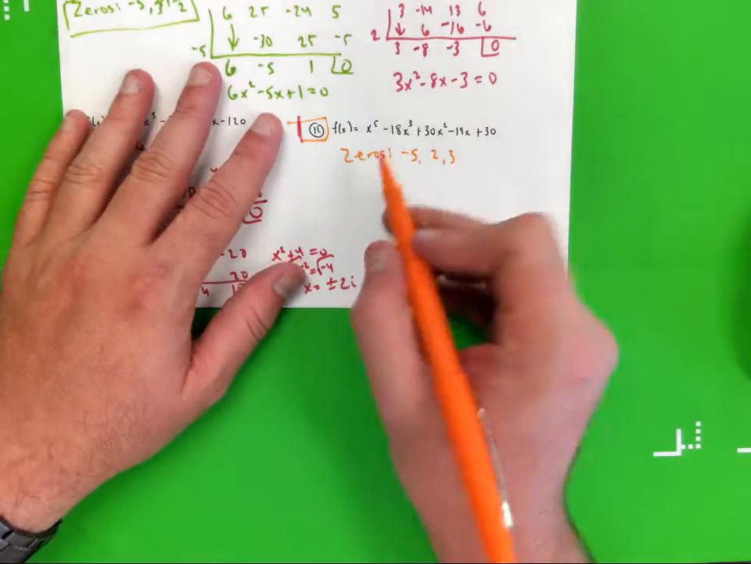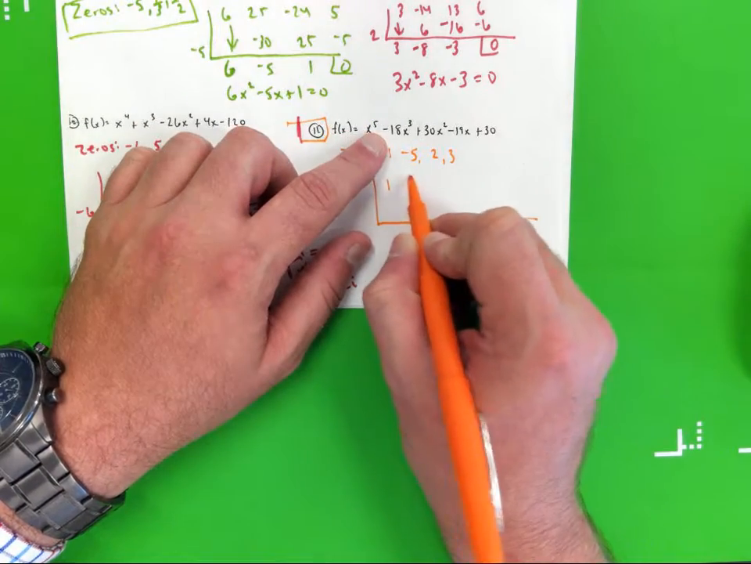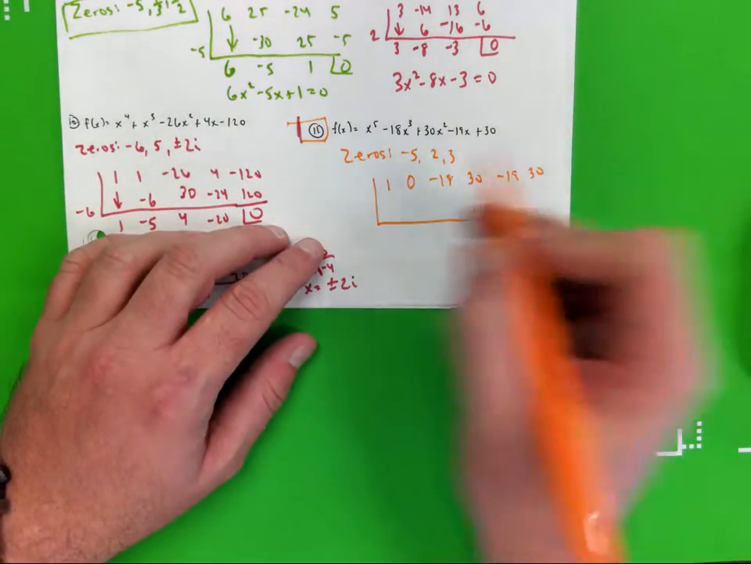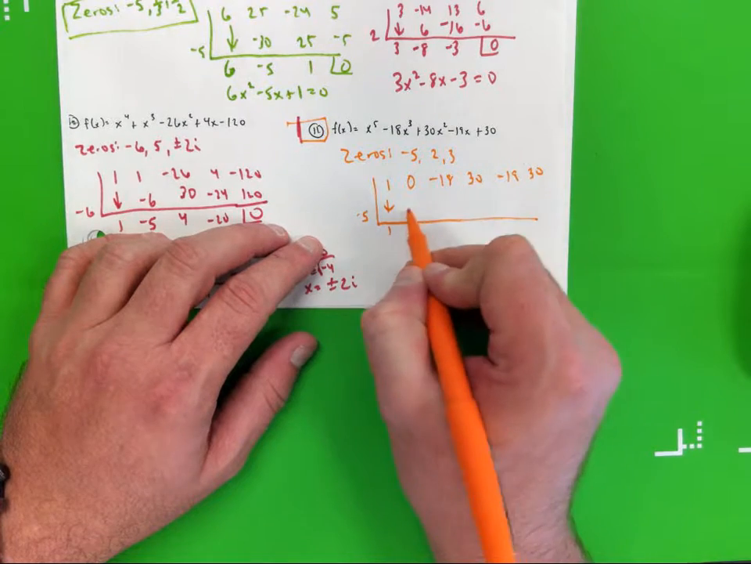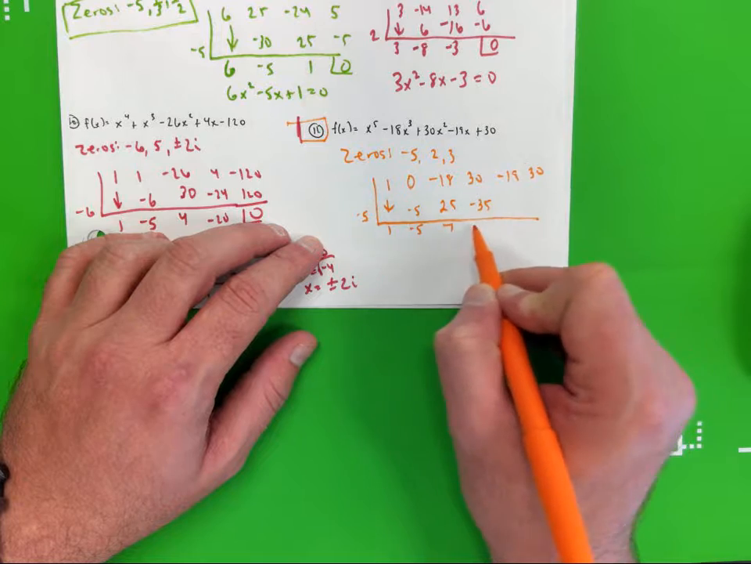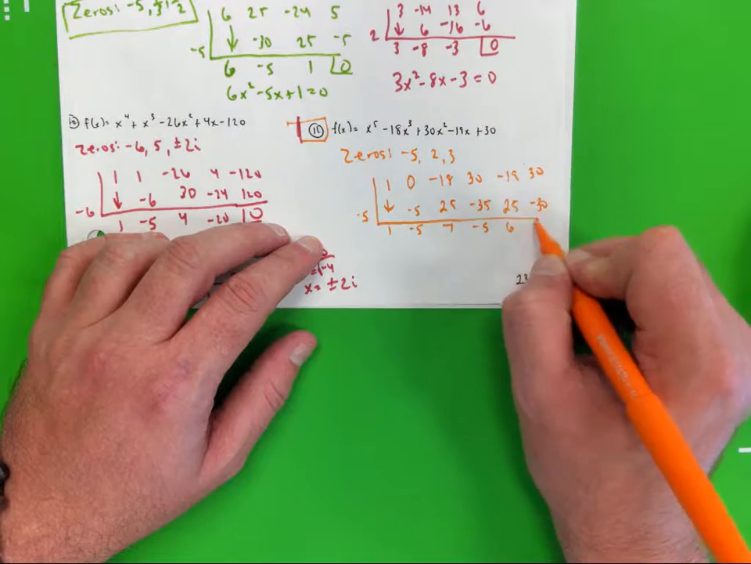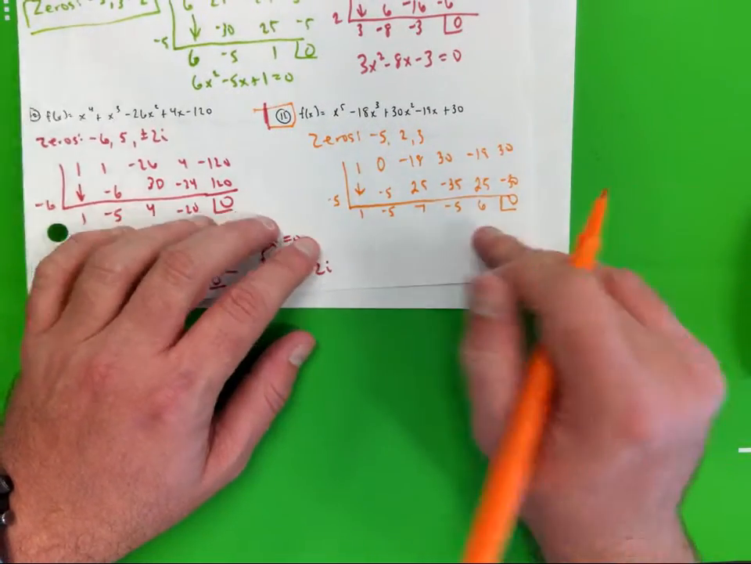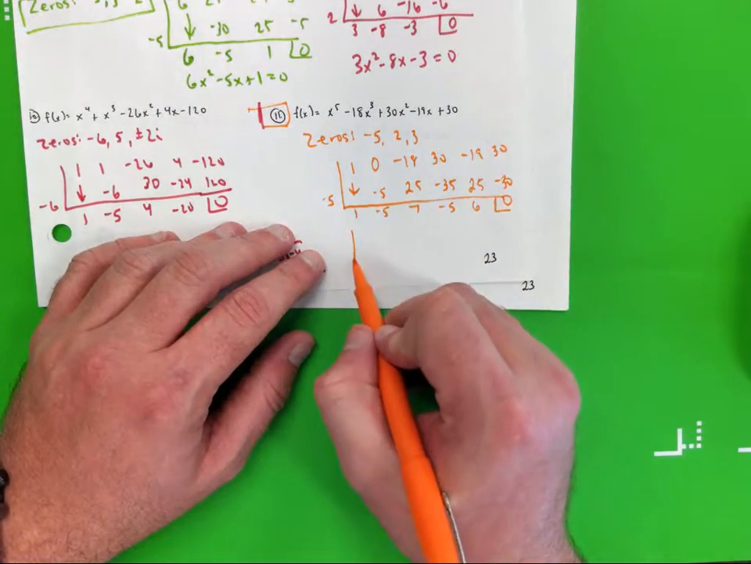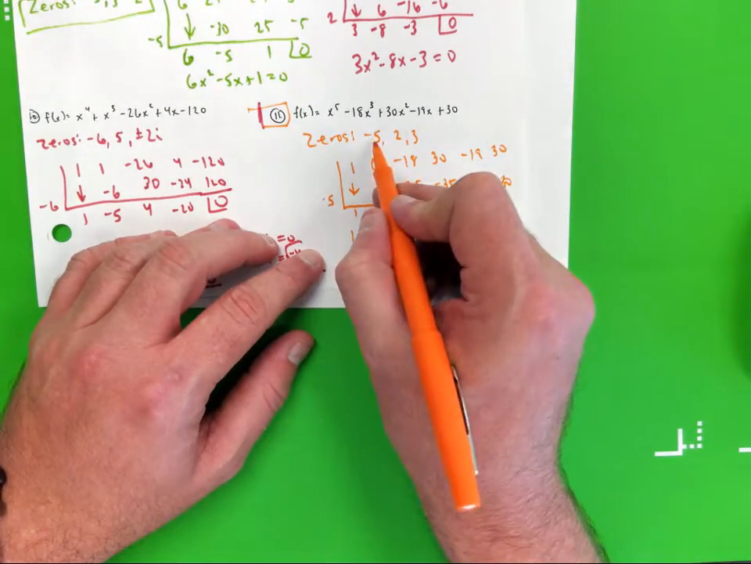Alright, so there's our 3 zeros so far. Now I'm going to use this to break down. 1, okay, there's no x to the 4, so I put 0. -18, 30, -19, 30. I'm going to use the first one, -5, bring this down. Should I get a remainder of 0? Yes. Okay. Now I went from a quintic to a what? Now I got to go from quartic to what? Cubic. If I already used that one, go to another one.